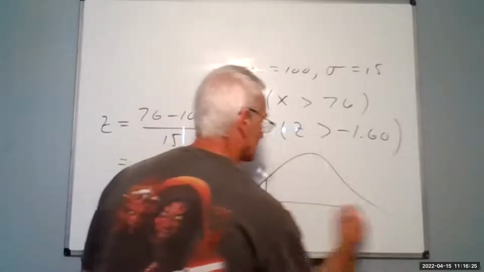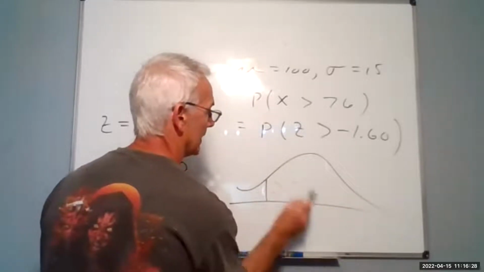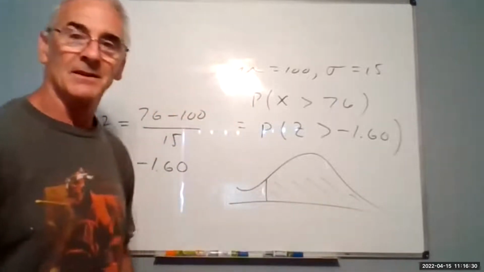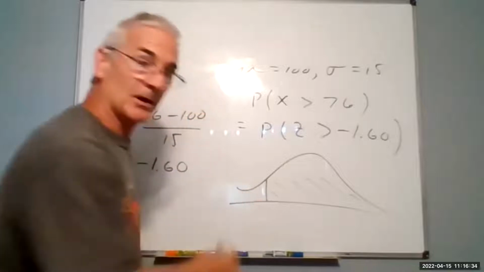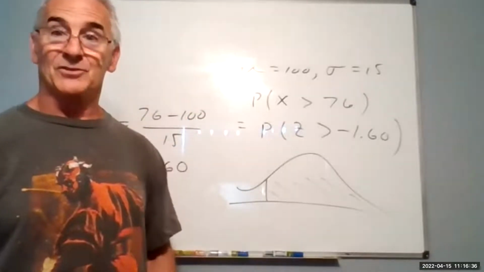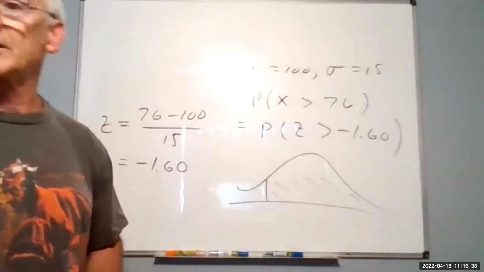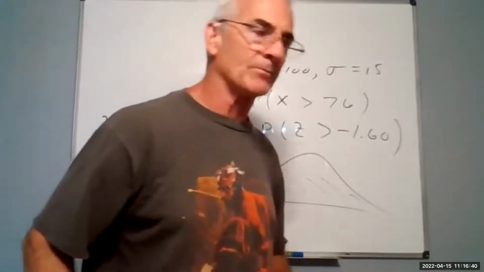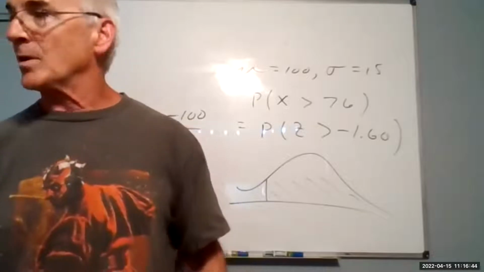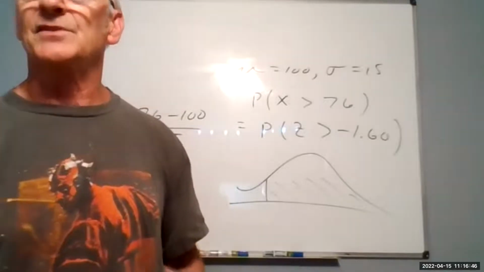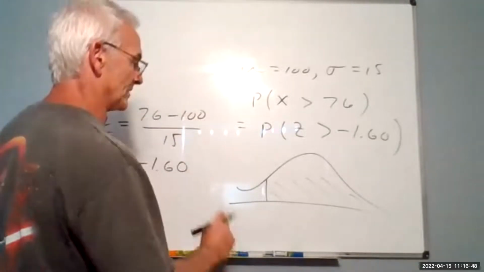So on my picture, negative 1.6 is very small. I want everything bigger than. So I want that. Remember, the table is only going to have that value. Agreed? So therefore, let's everyone look it up in your table. You tell me. I don't have a table right in front of me. What is the probability that Z is smaller than negative 1.60?